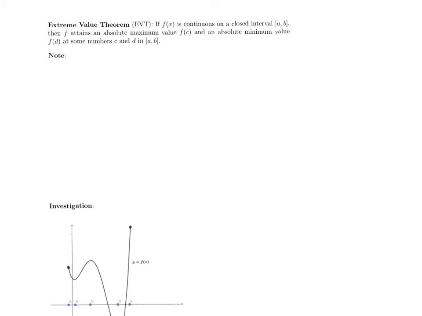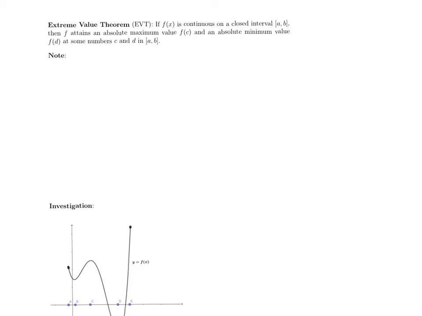And what it tells us is if we have those key hypotheses satisfied that we just indicated, if f is continuous on a closed interval, then f is going to have an absolute maximum and an absolute minimum value for some c and d in that closed interval from a to b.